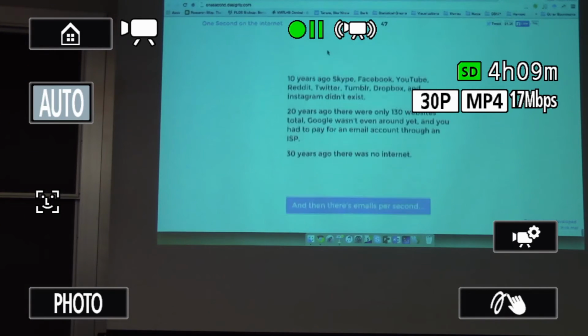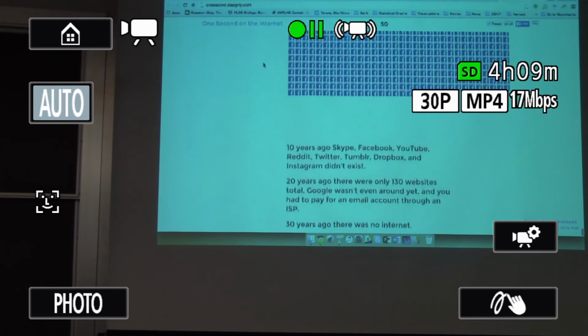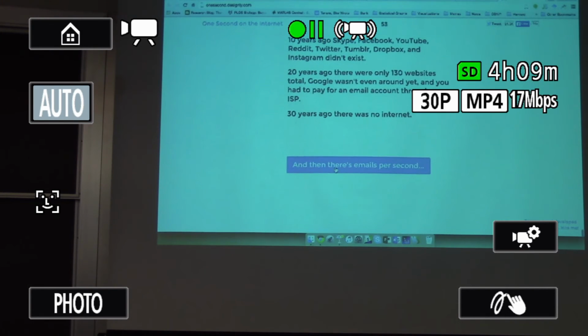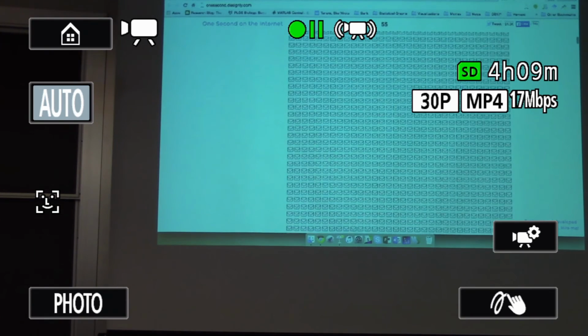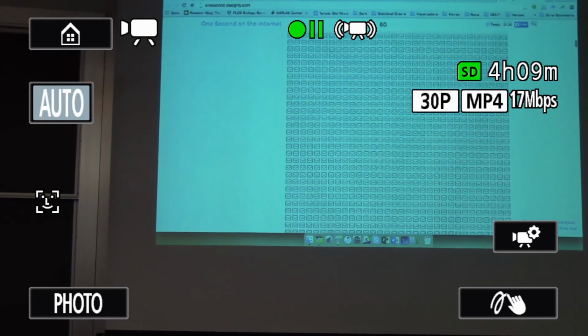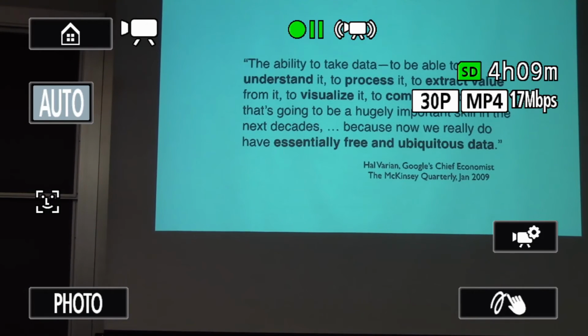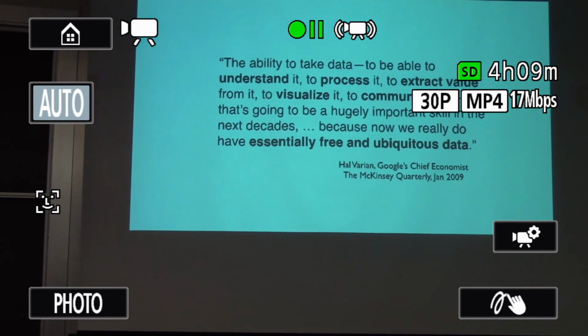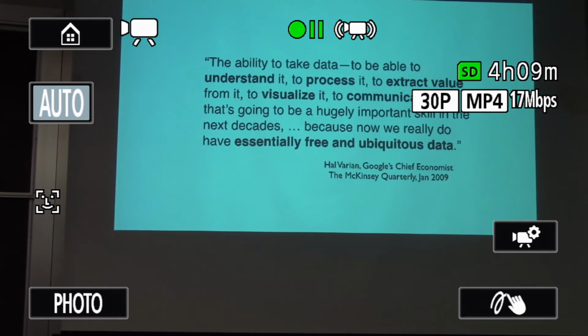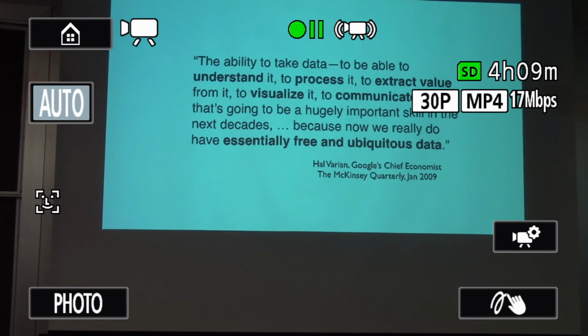So 10 years ago, Skype, Facebook, YouTube, and so on didn't exist. And nowadays we have that much data. And then of course there are emails per second. And when you just look at the scroll bar, where it is approximately, I'm not going to scroll to the bottom. So there's a place for understanding data, for analyzing data. And here's a quote I like a lot. The ability to take data, to be able to understand it, to process it, to extract value from it, to visualize it, to communicate it, is going to be a hugely important skill in the next decade. Because now we really do have essentially free and ubiquitous data.